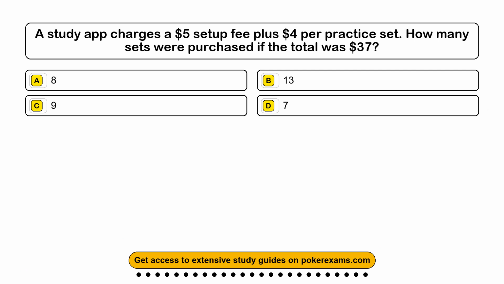Question 18. A study app charges a $5 setup fee plus $4 per practice set. How many sets were purchased if the total was $37? Option A, 8. Option B, 13. Option C, 9. Option D, 7.